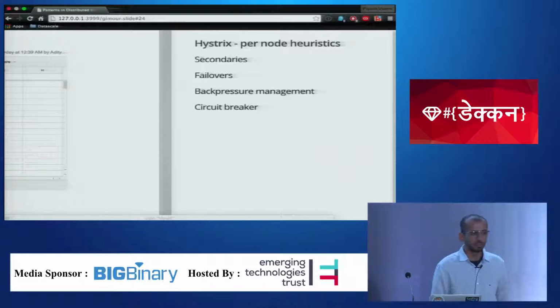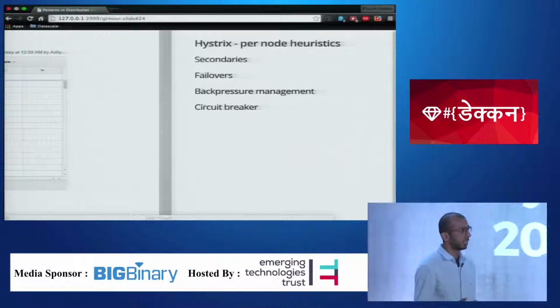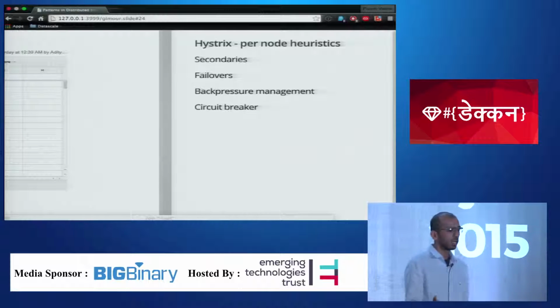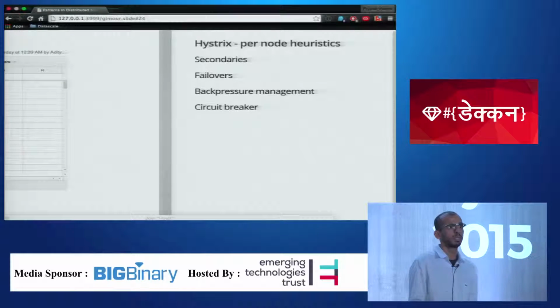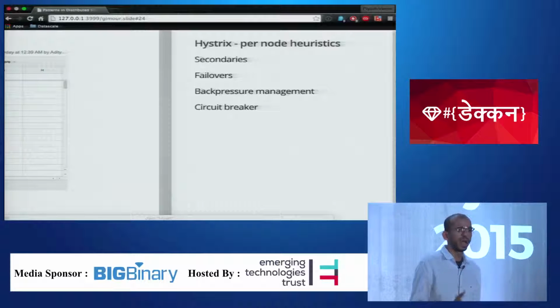Then comes the part of failure handling. Since it's a distributed system that we're talking about, things could fail all the time. We advise you that you have a look at this library called Hystrix by Netflix, which takes care of secondaries, failovers, back pressure management, and circuit breaking in case there's a failure.